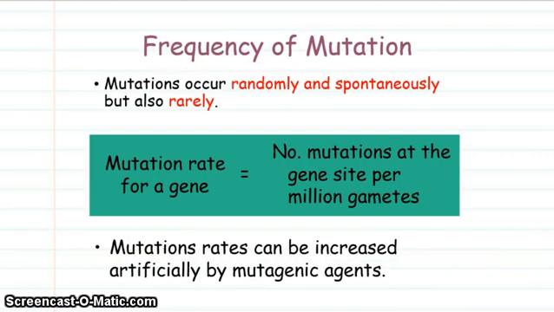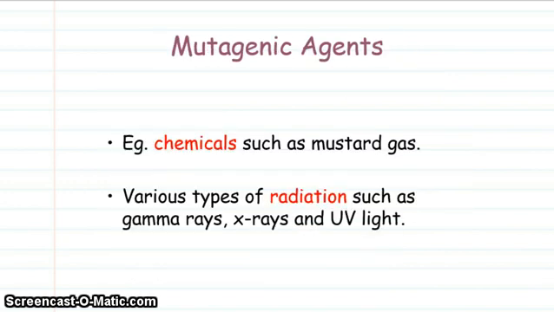In terms of frequency, mutations are random, they occur spontaneously, and they're generally quite rare, but the rate of mutations can be increased by various mutagenic agents. These would be chemicals, for example, such as mustard gas, or radiation, such as gamma rays, X-rays, or UV light.